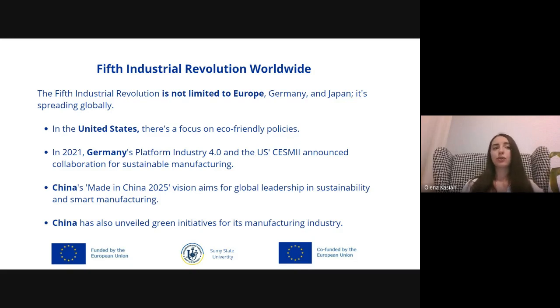In addition, China expressed the stance that it will lead the world in the sustainability area, and the paper called Made in China 2025 report describes its vision for a national smart manufacturing policy. China has also announced green initiatives for the manufacturing industry.